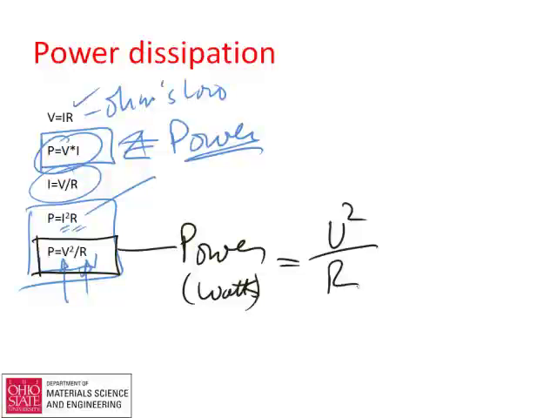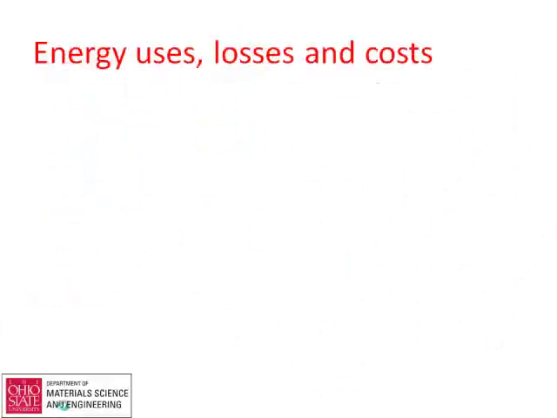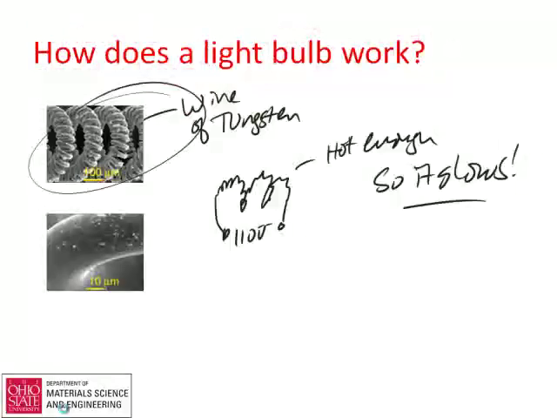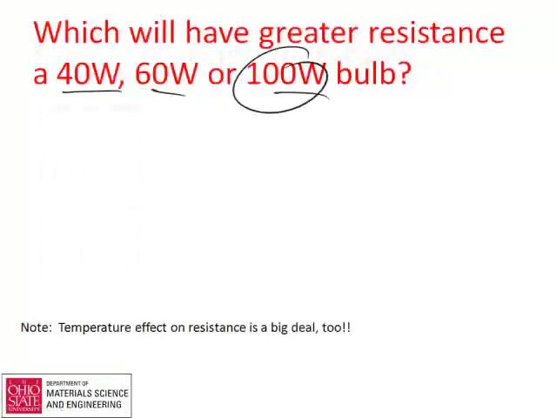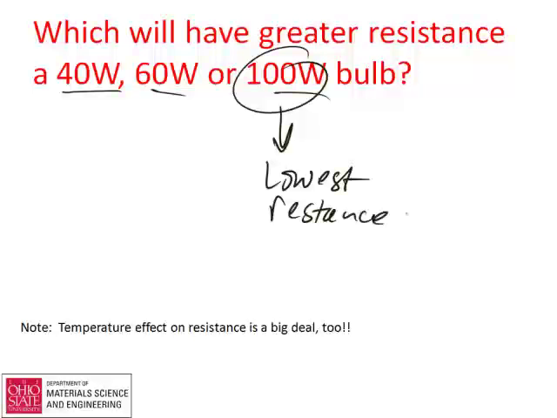So roughly a 50 watt light bulb should have twice the resistance of a 100 watt light bulb. You're letting more current go through, and the voltage is always about 110 volts either way. So bigger light bulbs have lower resistance associated with them. So this one has the lowest resistance. That means highest current, most energy dissipated.